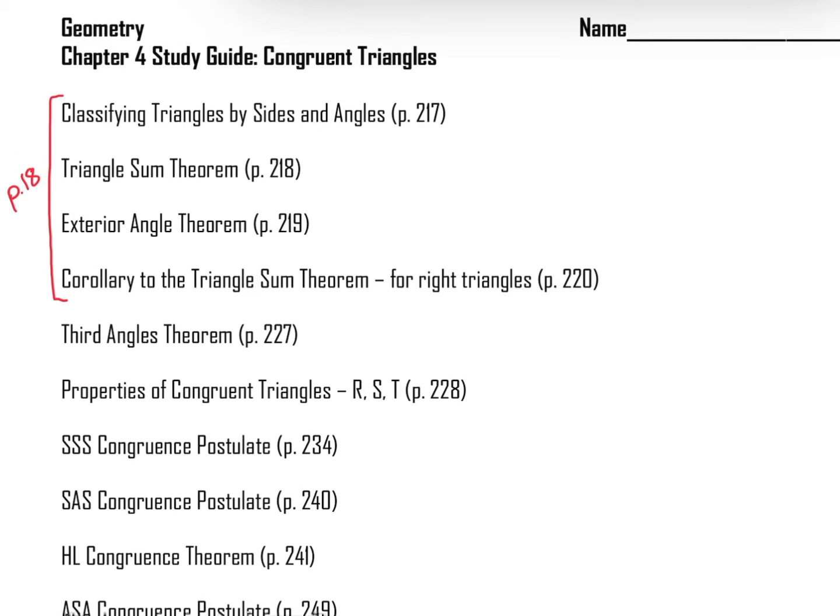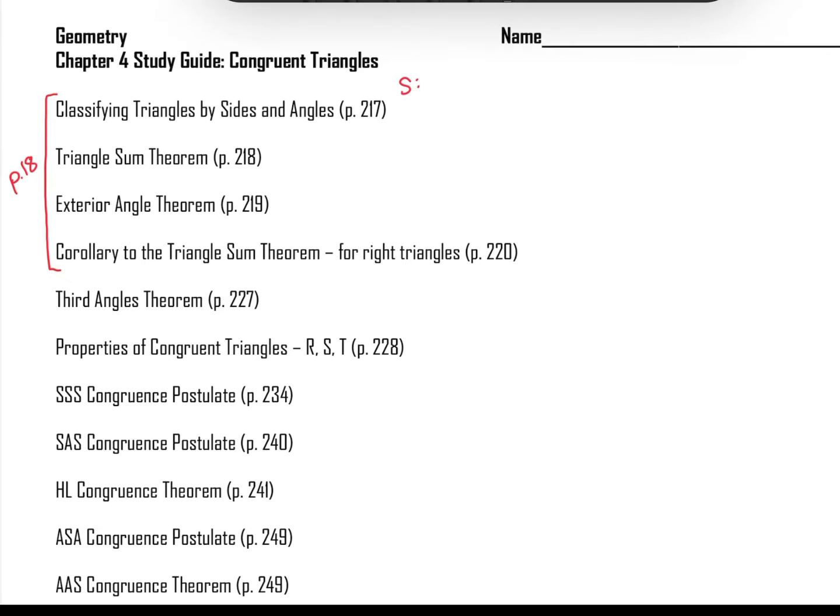Classifying triangles by sides and angles. By sides, we could say scalene if none of the sides are congruent, isosceles if 2 sides are congruent, and equilateral if all sides are congruent. By angles, we've got the types of angles, helps me remember this. We've got acute triangles, right triangles, obtuse triangles, and equiangular.